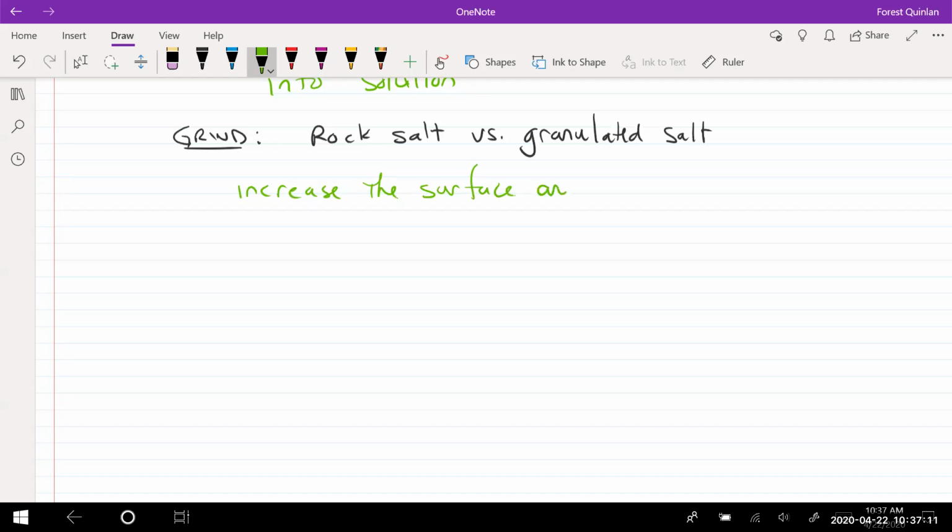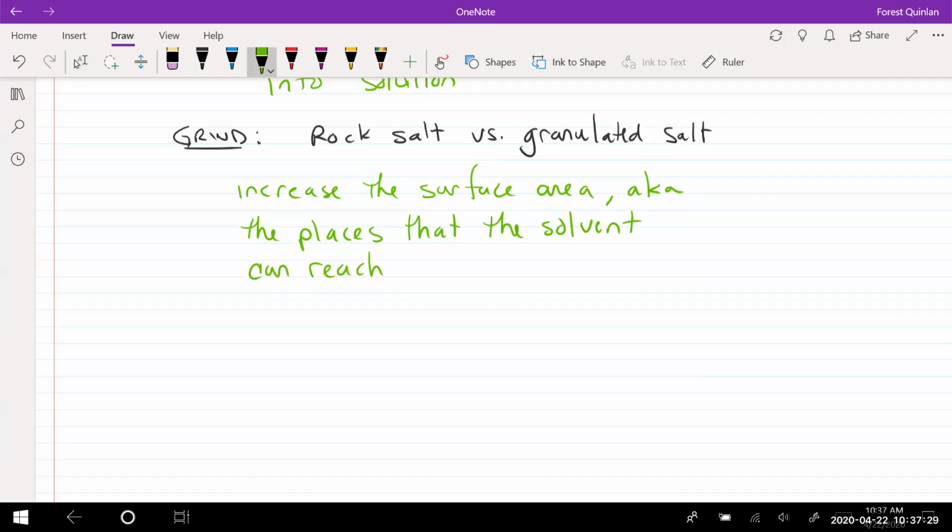Increase the surface area, AKA the places that the solvent can reach. You're going to increase the surface area, the places that the solvent can reach. This means, again, more interactions, which means more chances.